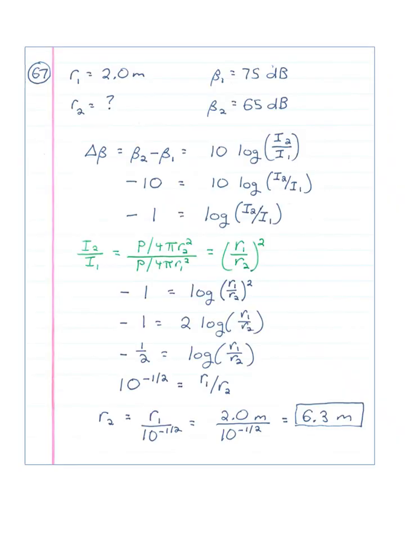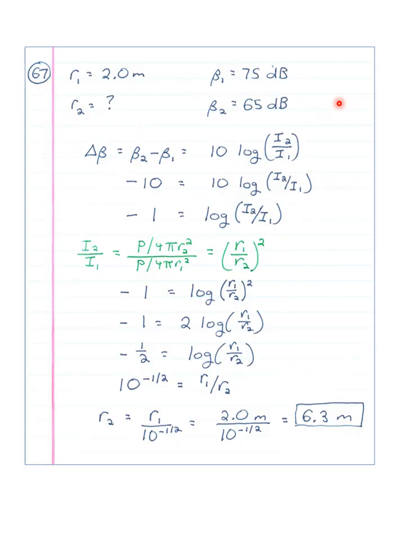Number 67. At 2 meters from a localized sound source, you measure the intensity level at 75 decibels. How far away must you be for the perceived loudness to drop in half? That is, to an intensity level of 65 decibels. All right. So we have R1 is 2 meters, beta 1 is 75 decibels, R2 is question mark, that's what we're solving for, beta 2 is 65 decibels.